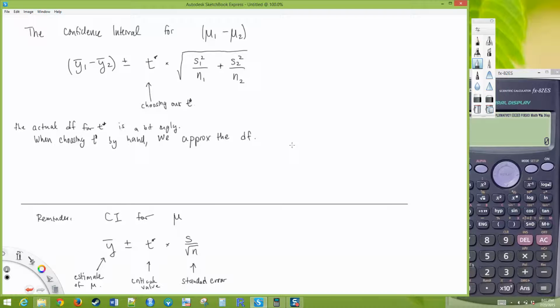Okay, and so there's a couple schools of thought. There's kind of the cautious approach, and then there's the one that's a little bit more, whatever the opposite of cautious would be. And so, I mean, you're not going to get in too much trouble in either way. Okay, so the cautious would be degrees of freedom is equal to n minus 1 using the smaller of n1 and n2.